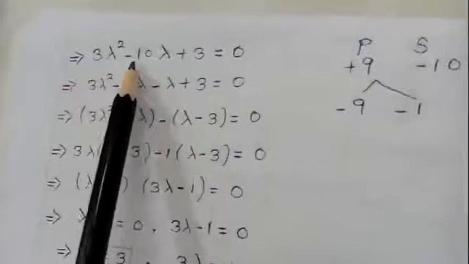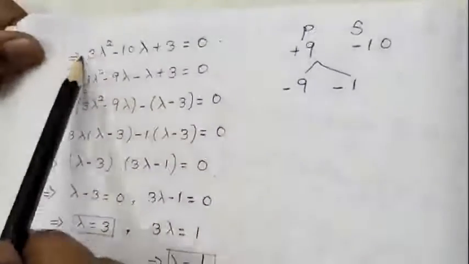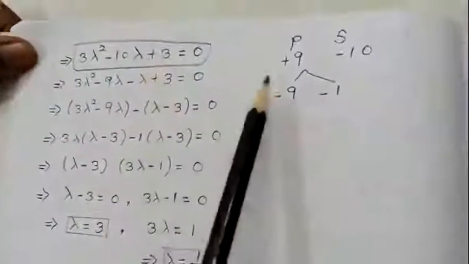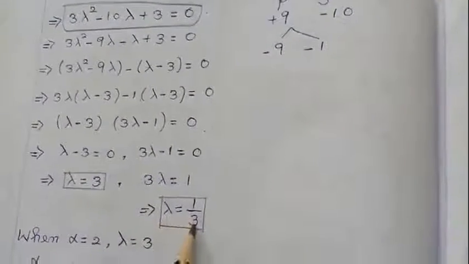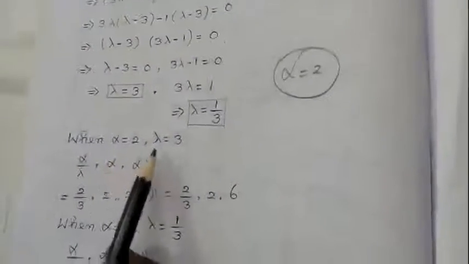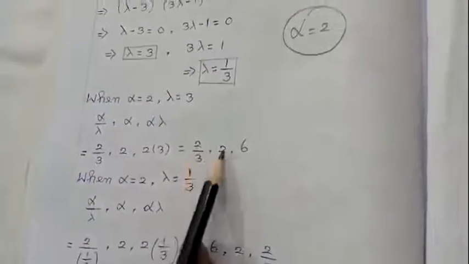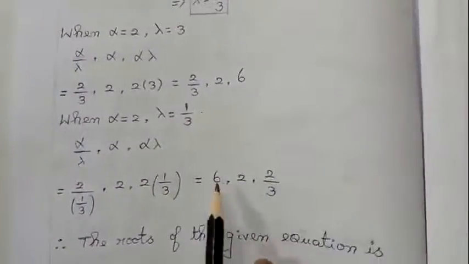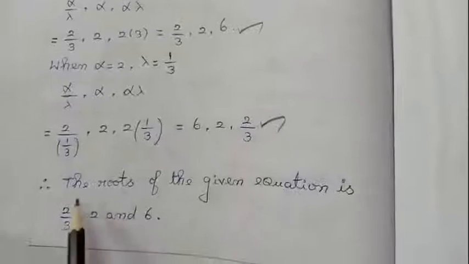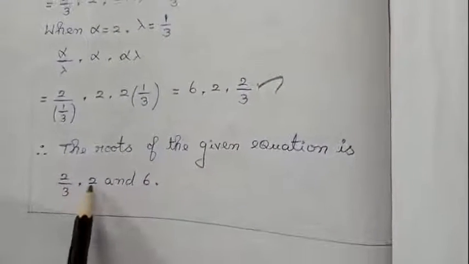So 3 lambda square minus 10 lambda plus 3 equal to 0, and this is in the form of a quadratic equation. You can use the formula or product sum method, students. You can use any method. And lambda, what answer I am getting here is lambda equal to 3 and lambda equal to 1 by 3. And before that I found the value for alpha equal to 2. So when alpha equal to 2 and lambda equal to 3, I am getting the answer as 2 by 3, 2, 6. When alpha equal to 2 and lambda equal to 1 by 3, I am getting the answer as 6, 2, 2 by 3. Check these two answers. Both answers are the same, only reversed. Therefore, the roots of the given equation are 2 by 3, 2 and 6.